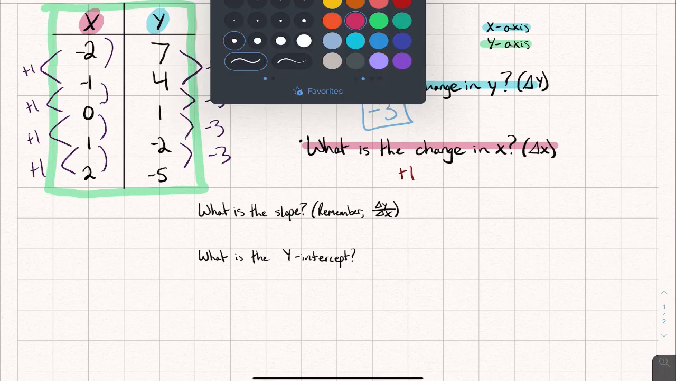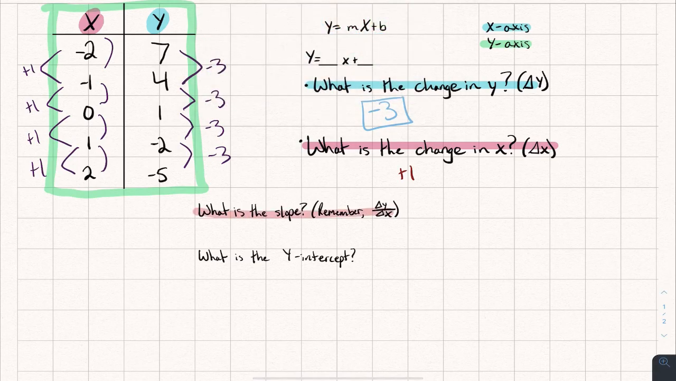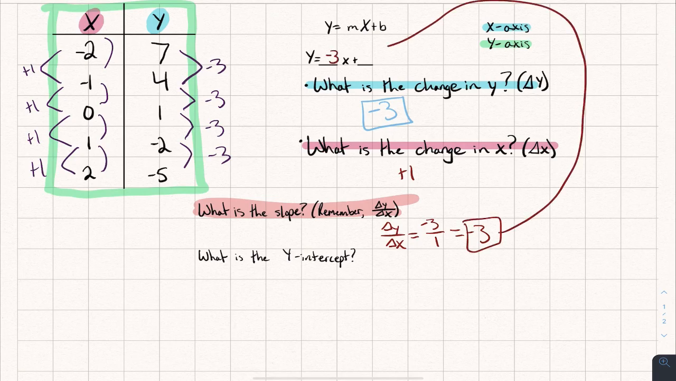So if we are wondering what the slope is, and it's delta y over delta x, then I know that delta y over delta x, or our change in y over our change in x, is going to be -3 over 1. And -3 over 1 is, very simply put, just -3. So I can go ahead and fill in my slope as -3. We just took that value and plugged it right there.